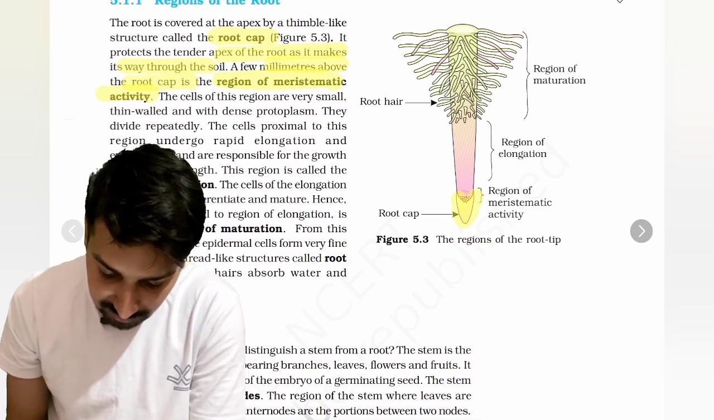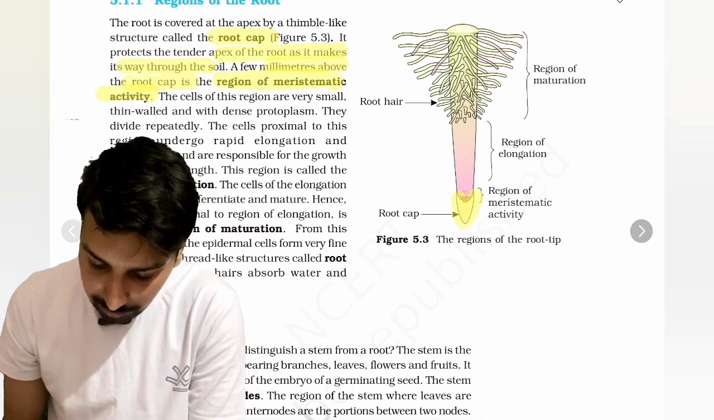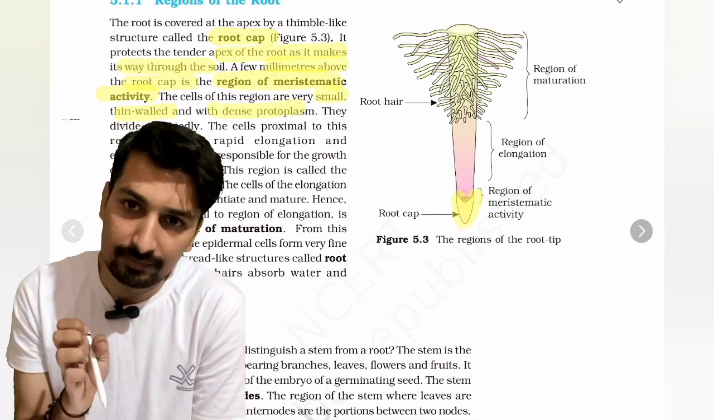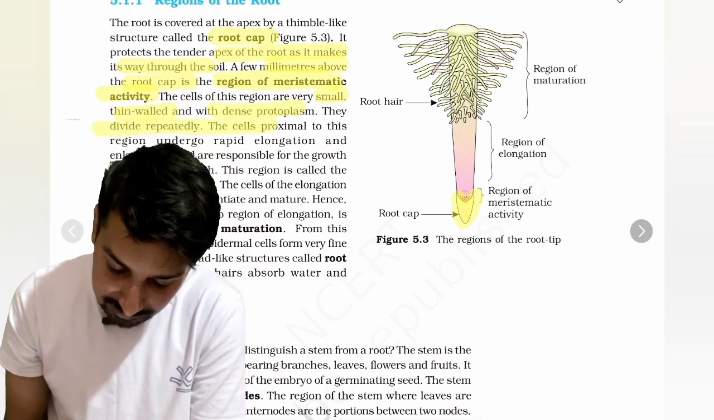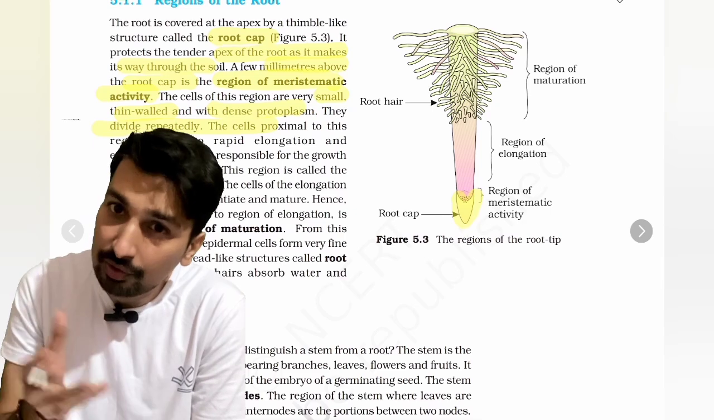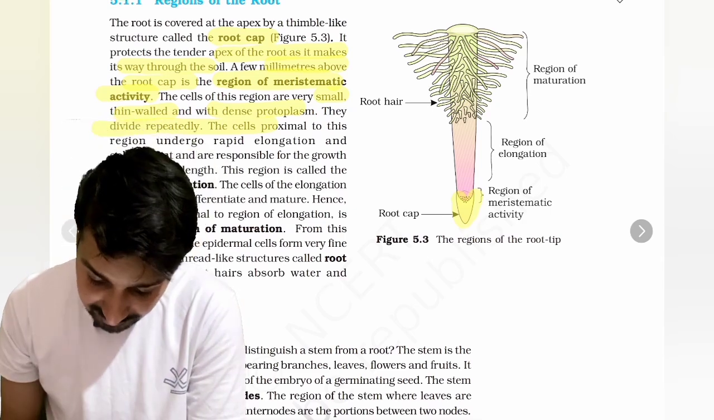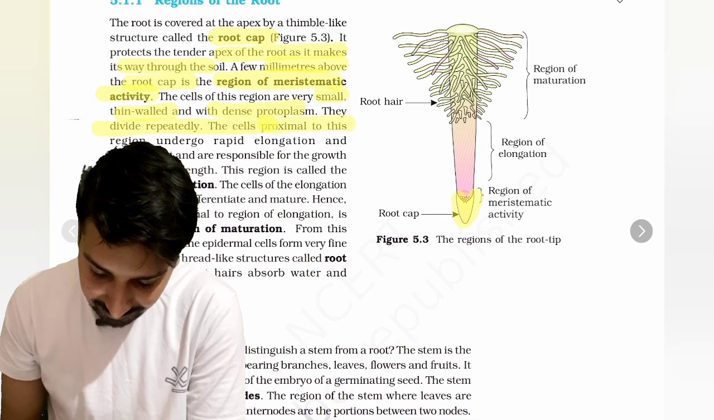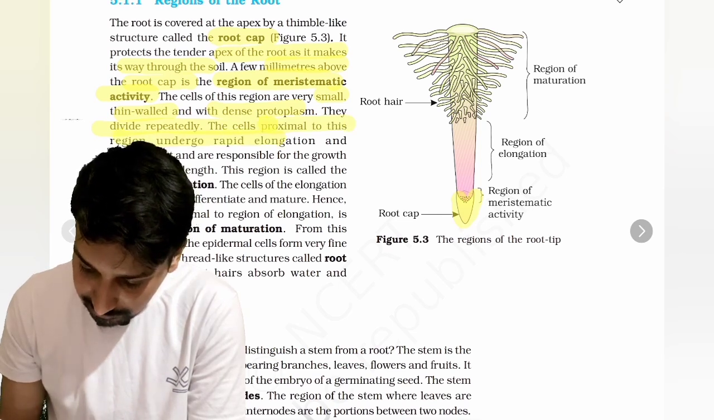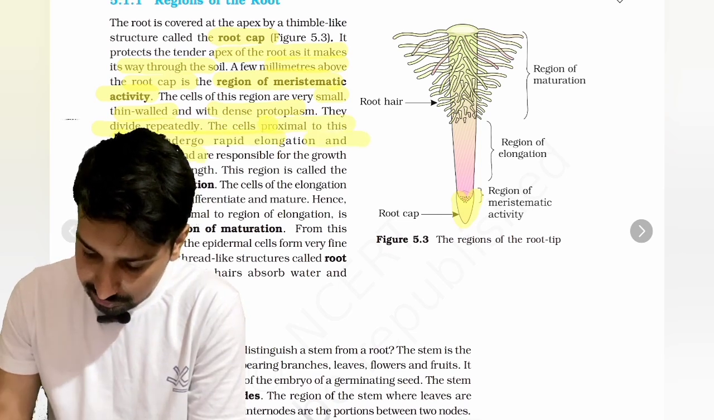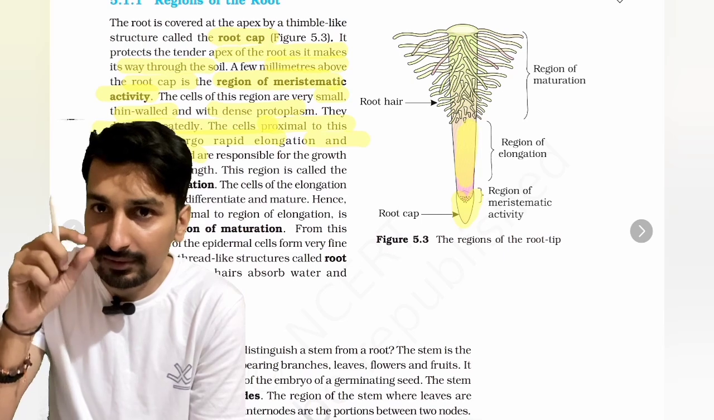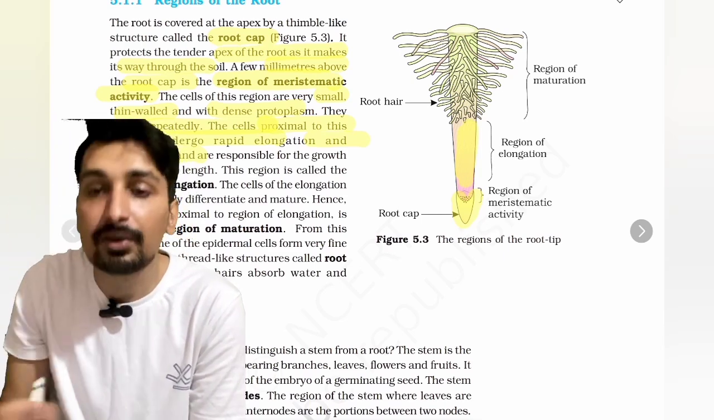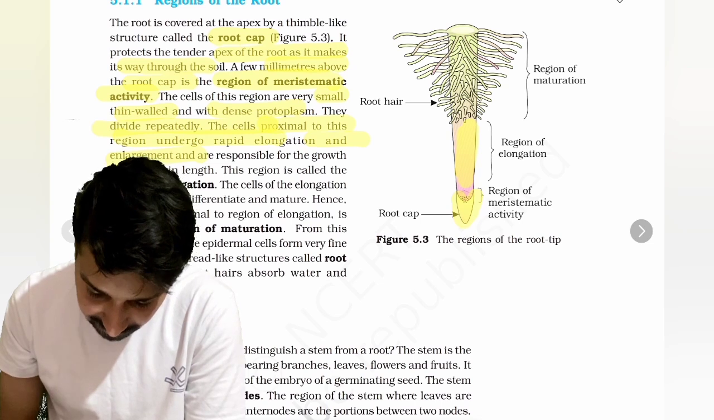The cells of this region are very small, thin walled with dense protoplasm. They divide repeatedly. They have dense protoplasm inside them, and they are thin walled cells because they want to replicate very fast. And the cells proximal to this region undergo rapid elongation and enlargement. So this is known as region of elongation. A lot of cells will divide, and on top of that you have region of elongation which will help the root to become longer.